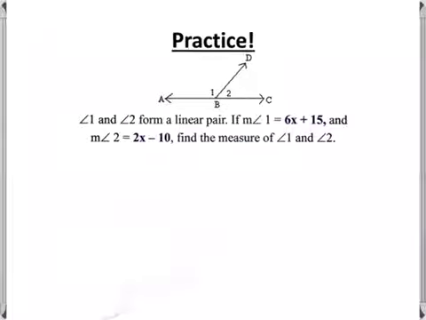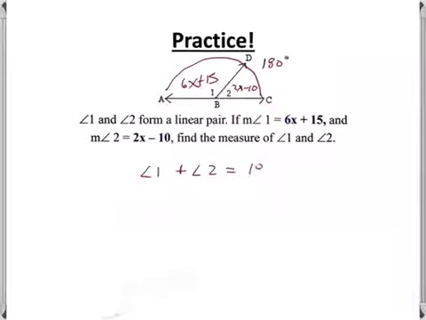All right, last but not least, angles 1 and 2 form a linear pair. So that tells us right off the bat that these two add up to be 180 degrees. If angle 1 is 6x plus 15, and angle 2 is 2x minus 10, find the measures of angles 1 and 2. I just have to set this up accordingly, because angle 1 plus angle 2 should equal 180 degrees. So I'm going to plug in the equations: 6x plus 15 plus 2x minus 10 equals 180.